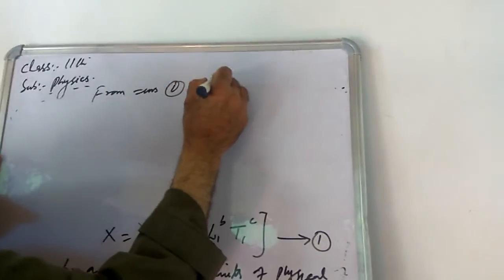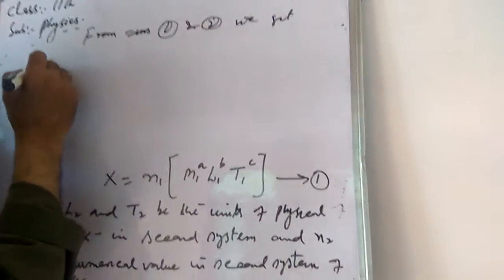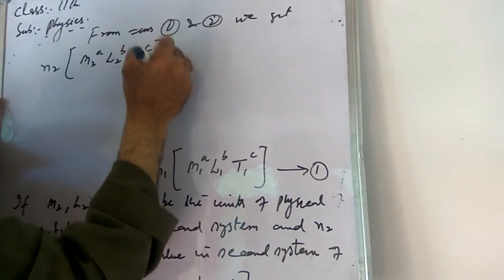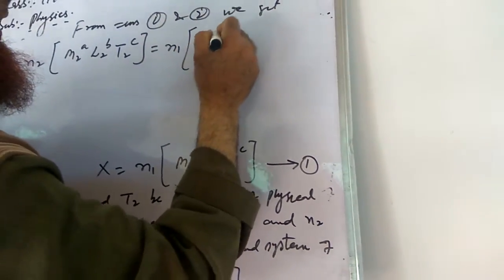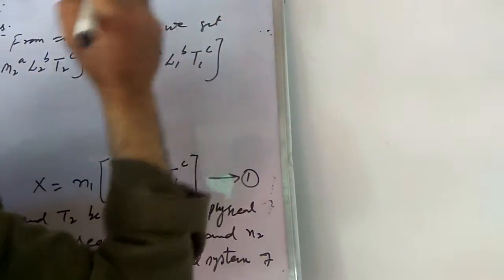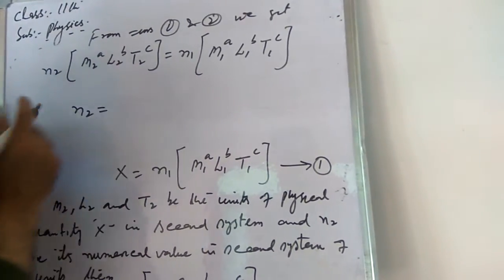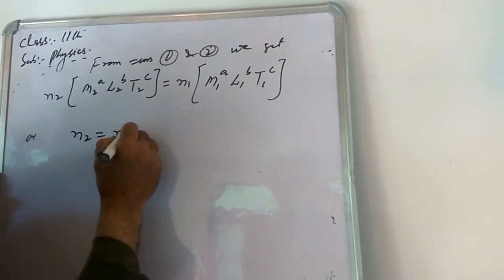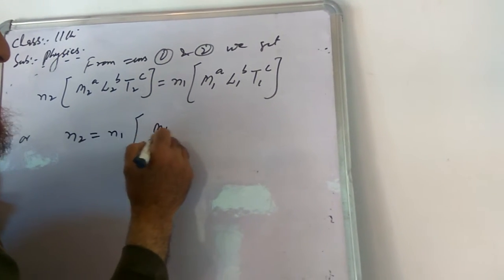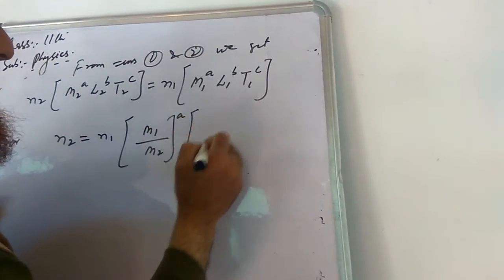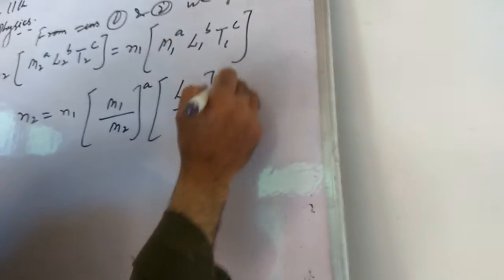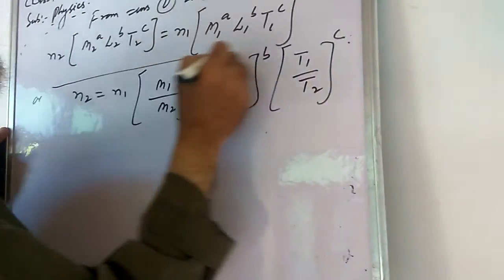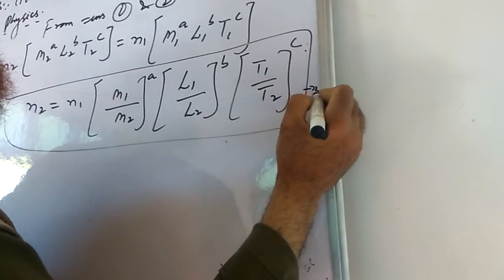Now, from equations first and second, what do we obtain? n2 M2^a L2^b T2^c is equal to n1 M1^a L1^b T1^c, or n2 is equal to n1 (M1/M2)^a (L1/L2)^b (T1/T2)^c. This is third.